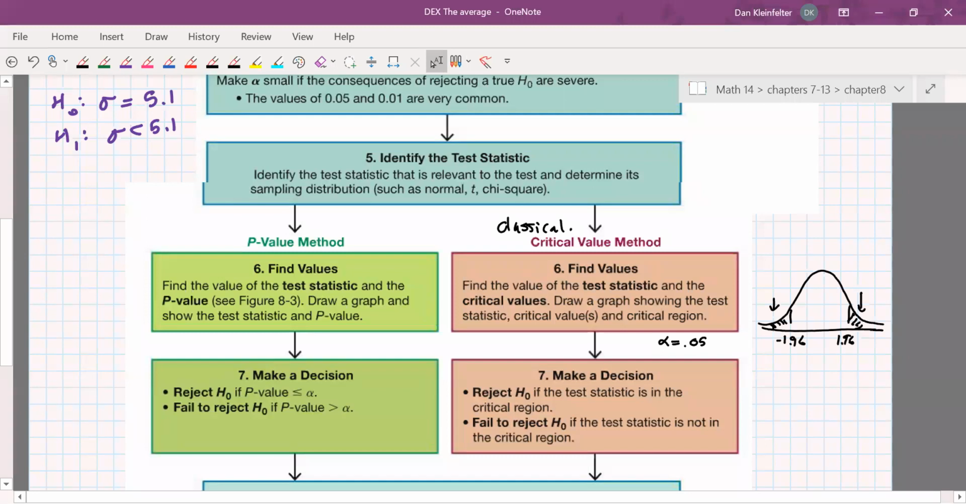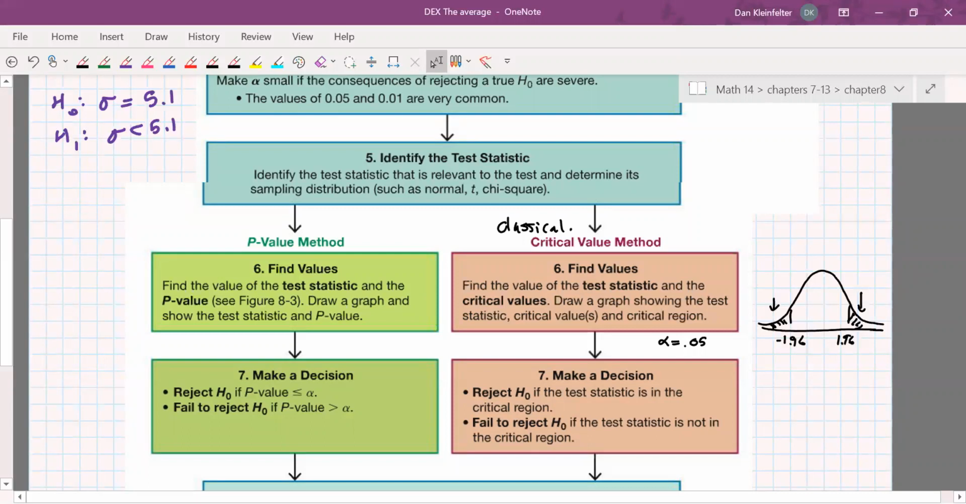Moving over to the right side, the classical method, you find the value of the test statistic and the critical values. Draw a picture of the distribution showing the test statistic, critical values, and the critical region. Box 7, we'll make a decision. We'll reject H0 if the test statistic is in the critical region. We'll fail to reject H0 if the test statistic is not in the critical region.